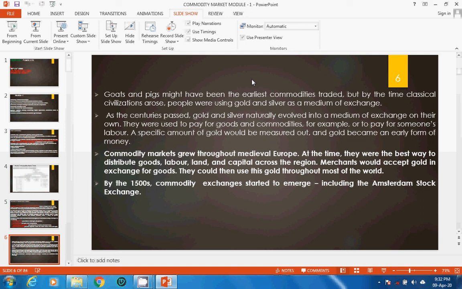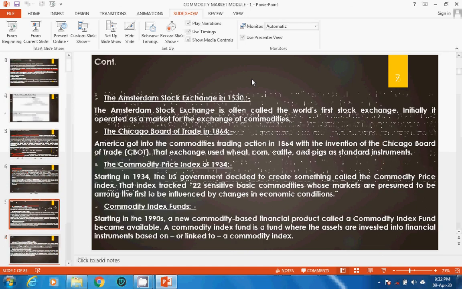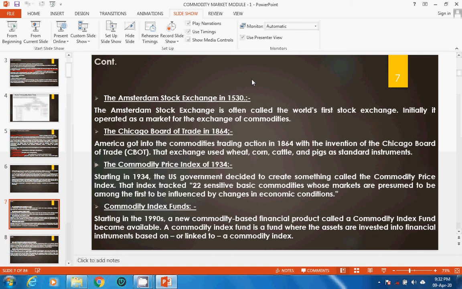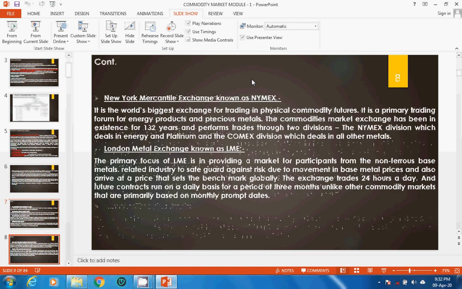By the 1500s, commodity exchanges started to emerge, including the Amsterdam Stock Exchange, the Chicago Board of Trade, established in 1864, the Commodity Price Index of 1934, and Commodity Index Funds started in the 1990s. The New York Mercantile Exchange is the biggest exchange for trading physical items in the futures market. Then there is the London Metal Exchange, known as LME.